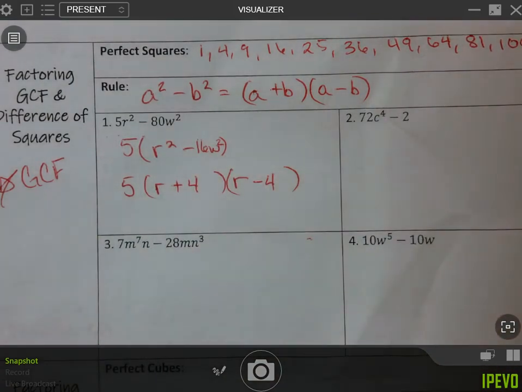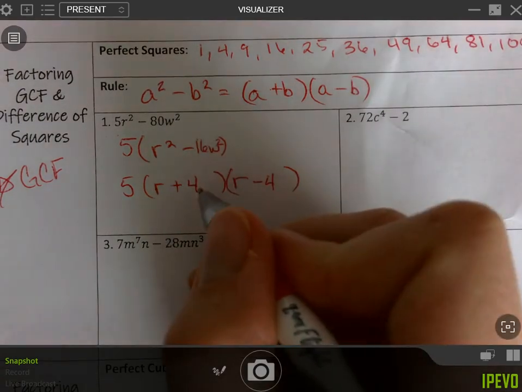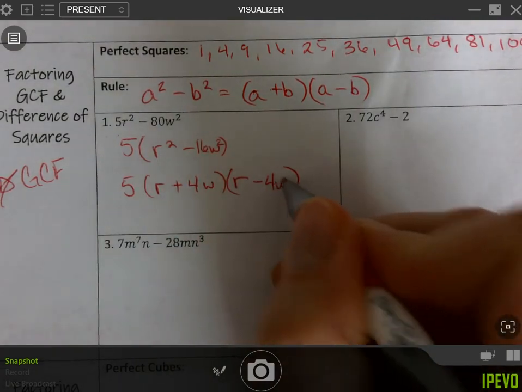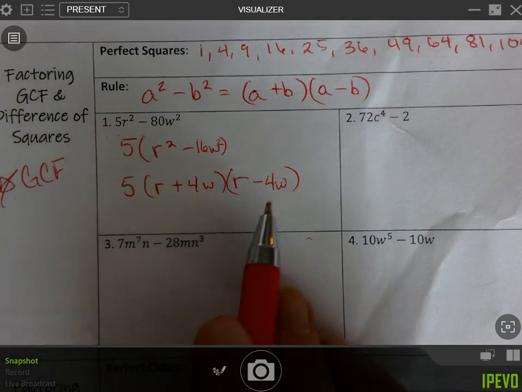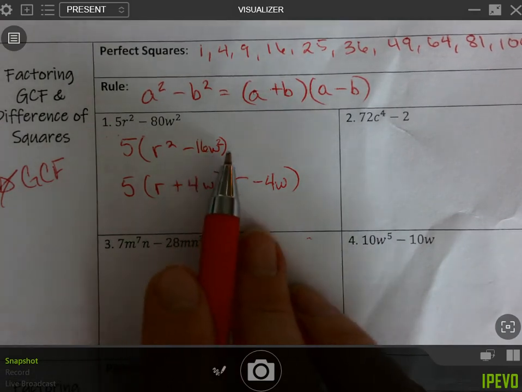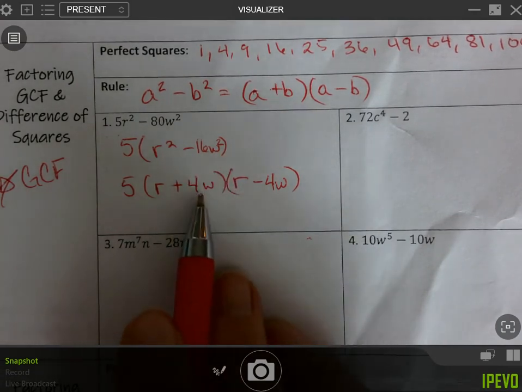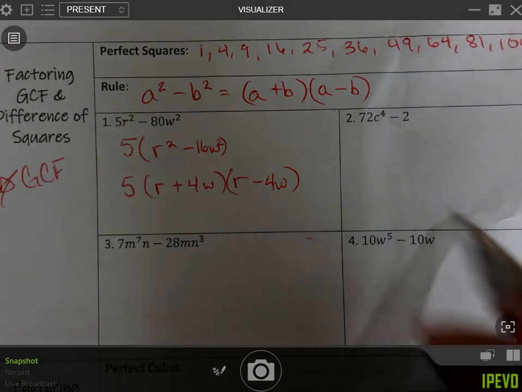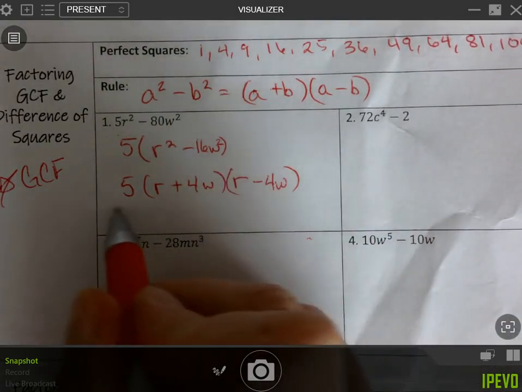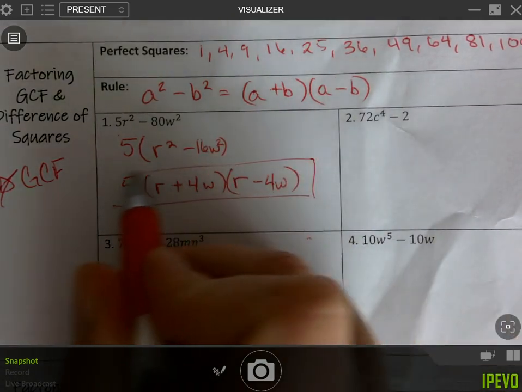Now, how do I bring that w squared into play? Well, I'm going to put it after, but I just pair it up with that. So r times r is r squared. 4w times negative 4w is negative 16w squared. So let's talk about this. This is my answer, but I want to show you this real quick.